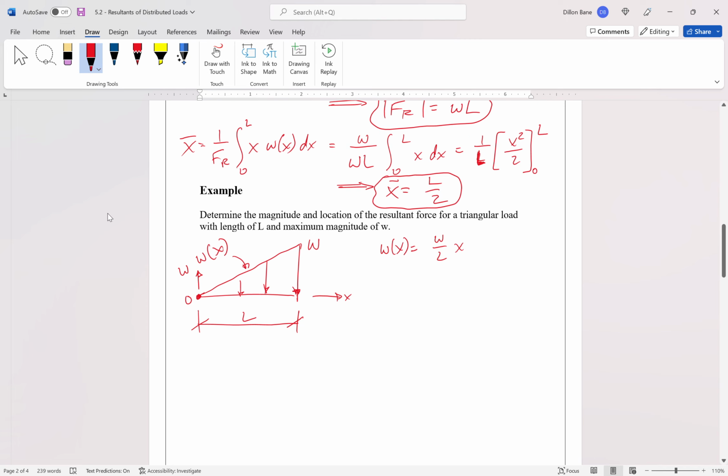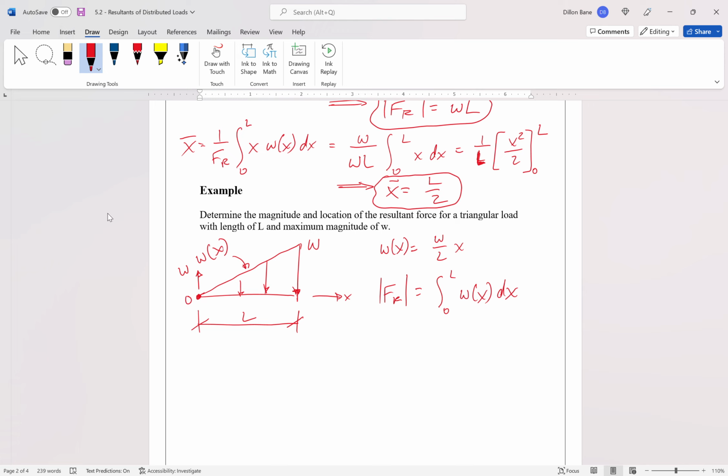So let's plug this into our equation, where we're just going to integrate from 0 to L of w(x) dx to get the magnitude of the resultant force. So w(x) is W over L times x. W is a constant. The only variable that we have is x itself.